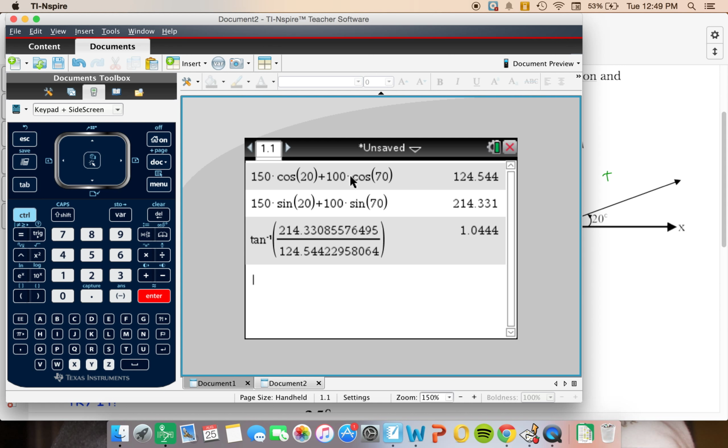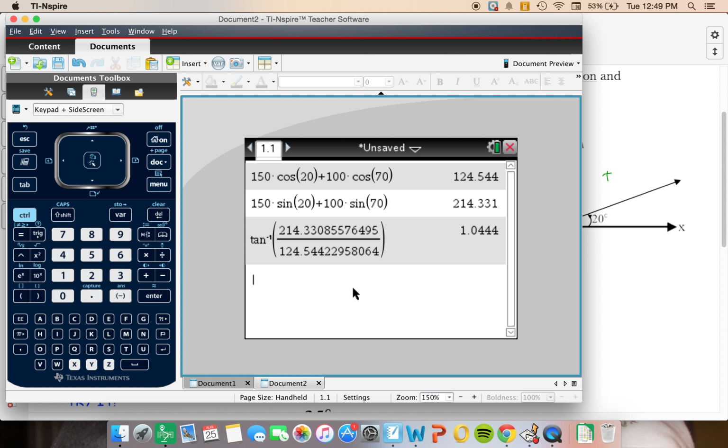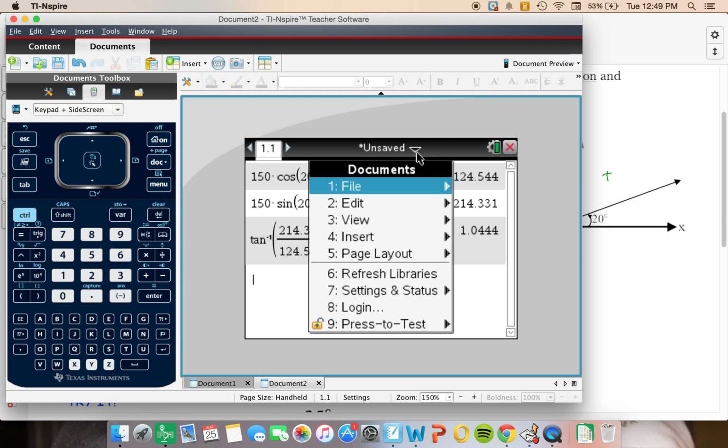And there it is. What do I get? I get 1.04. So what's my angle? Oh, okay, so that's a good question. So I just got 1.04. Does that make sense for an angle? Not really. So I want to make sure that my settings are correct.